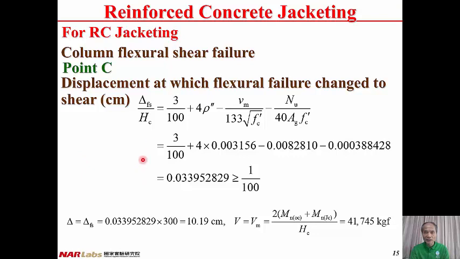Finally, we can calculate by using this empirical formula. We can have delta Fs divided by Hc equal to 0.03 something. And then with this term, we can calculate delta Fs equal to 10.19 centimeters. And V equal to Vm equal to 41 ton-force.